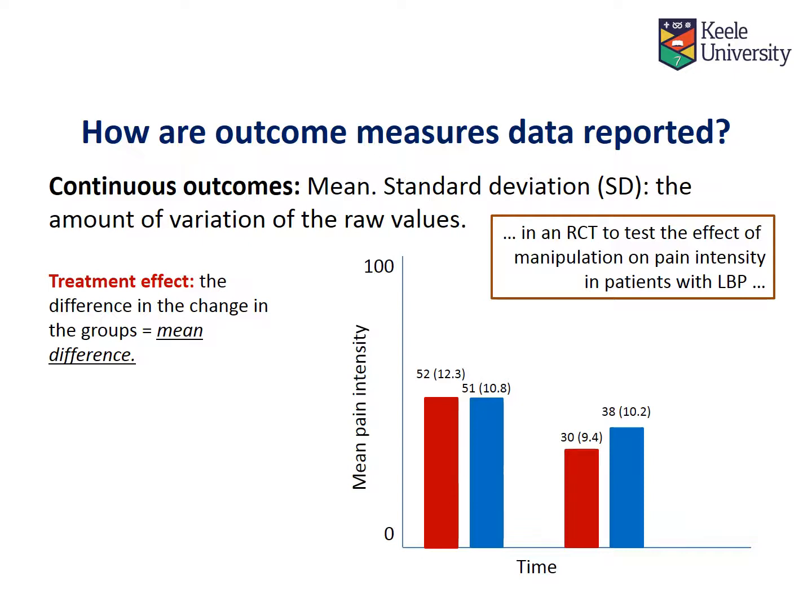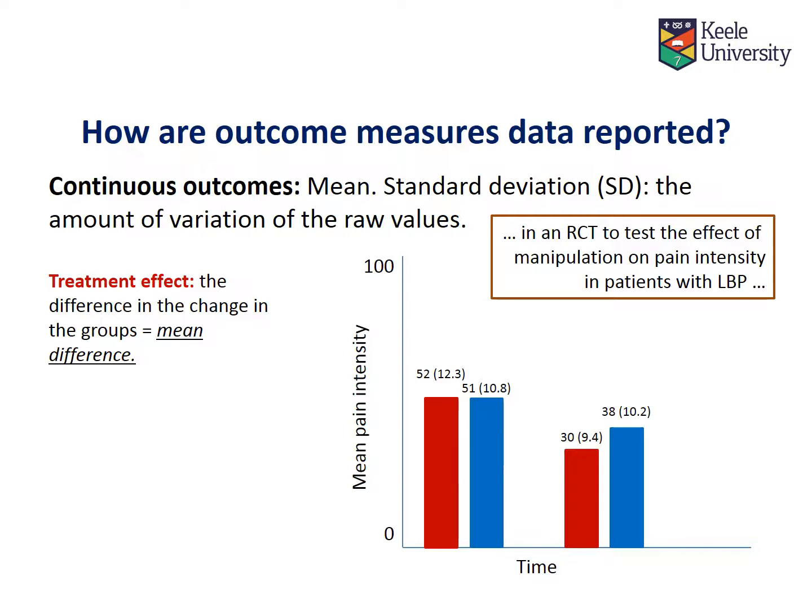After some time, we introduced the treatment, which is spinal manipulation, and we measured their pain again. In the red group, the active group, the mean after the treatment was 30. It's lower. The pain has got better. The standard deviation is 9.4. In the blue group, the pain is also better, and the mean now is not 51, but 38, and the standard deviation is 10.2.